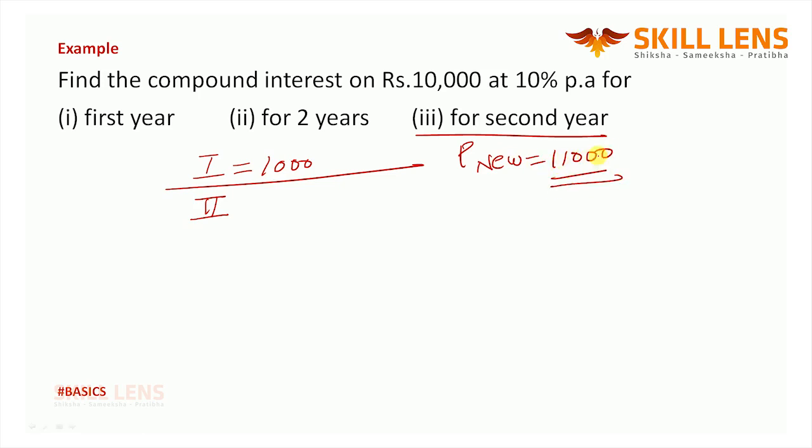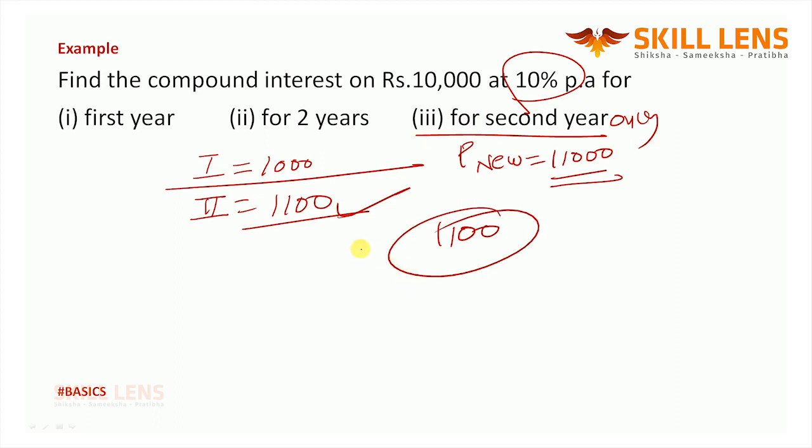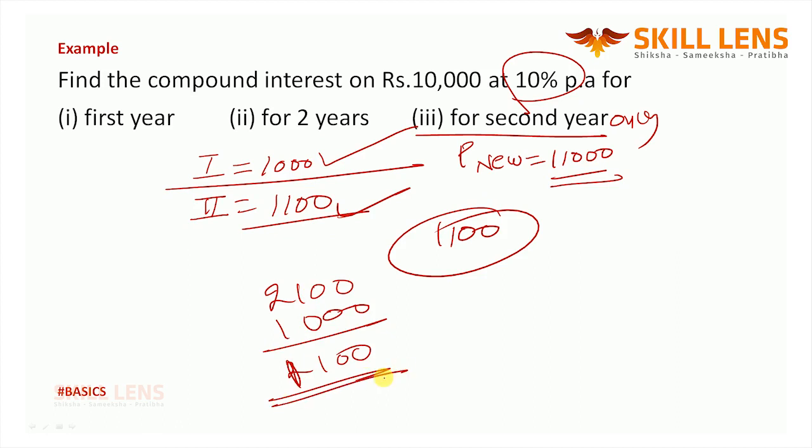On 11,000, what is 10%? On 11,000, 10% is going to be what? 1,100. So what is your answer for the second year only? 1,100. Or you can calculate the total interest, and from that, remove the first year interest. Okay, that will give you only the second year interest. Okay, so this is how you need to handle your questions.